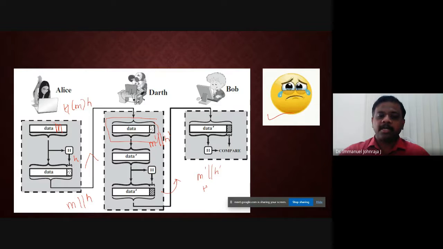He calculates H of M dash to get H dash. He is comparing these two, whether they are the same. Obviously, it's going to be the same if there is no change by the networking medium which is transmitting the bits. So obviously, Bob is tempted to think that he has got the message from Alice and that it is unaltered.